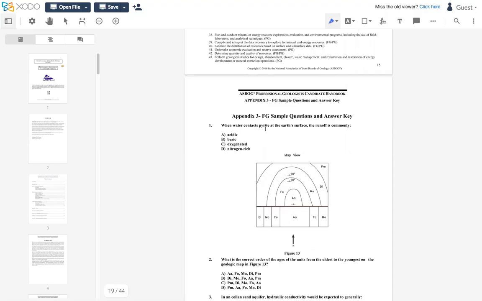When water contacts pyrite at the Earth's surface, the runoff is commonly what? Well, when I think of pyrite, I immediately think of its chemical formula, thanks to mineralogy, FeS2. So it's an iron disulfide.